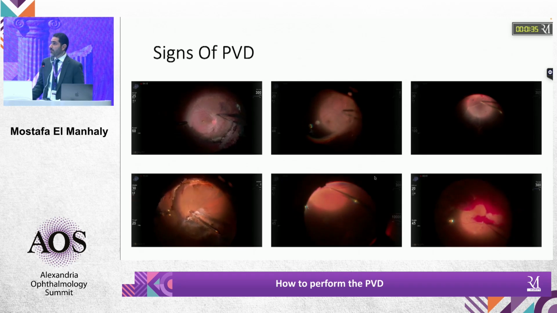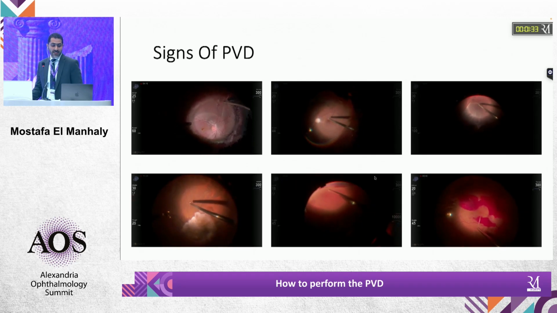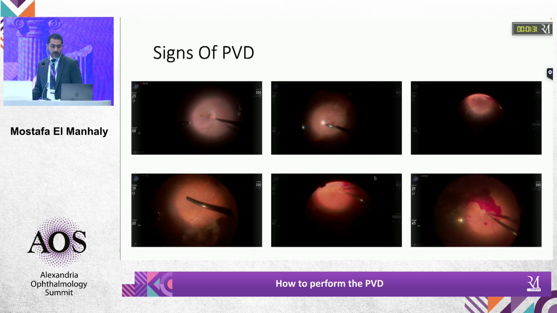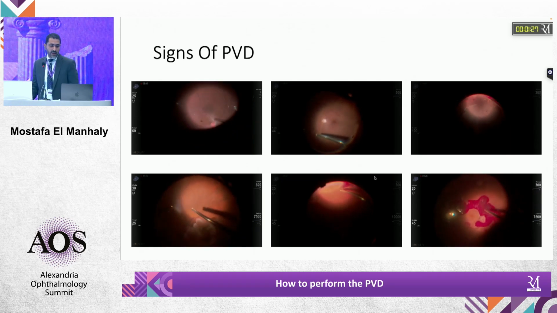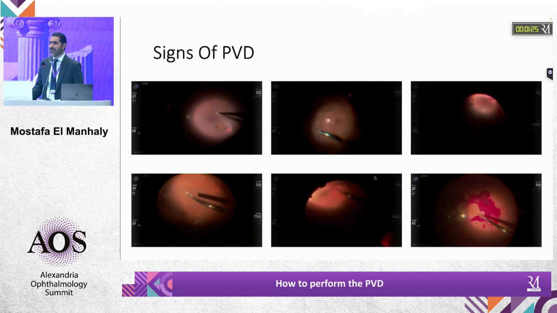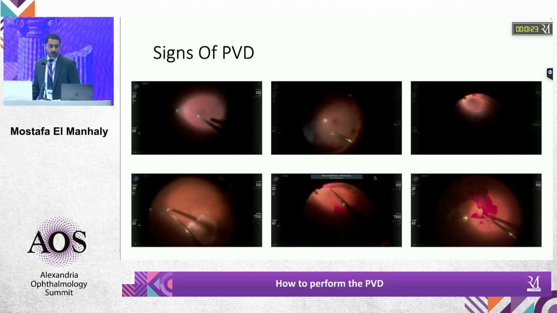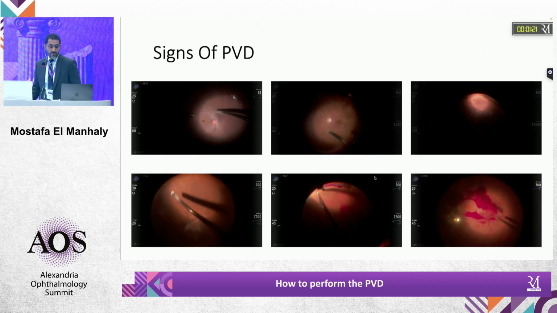And about the inferior inaccessible hemorrhage, this is a sign of still trapped and residual vitreous cortical remnants. And finally, the accessibility of any hemorrhage and easy removal is a sign of an easy and good PVD.